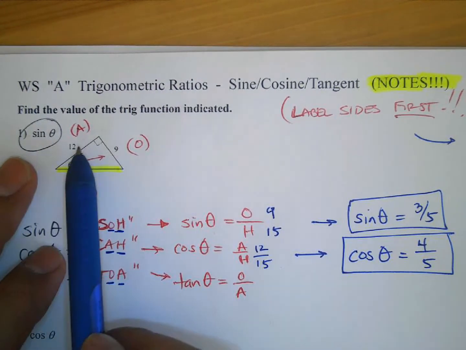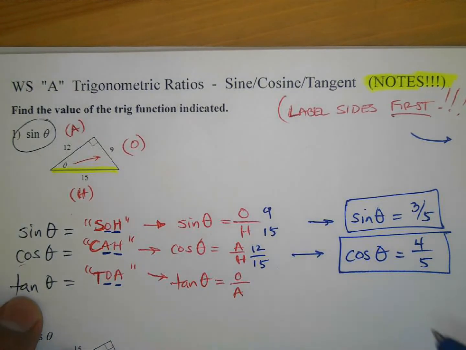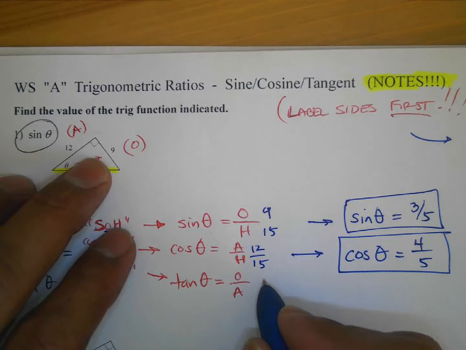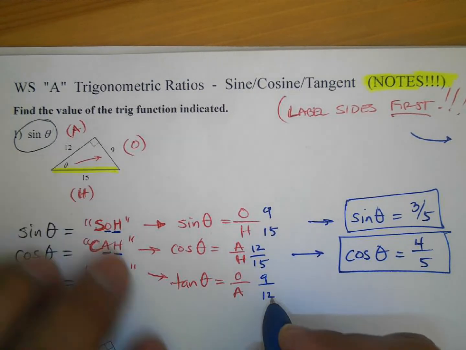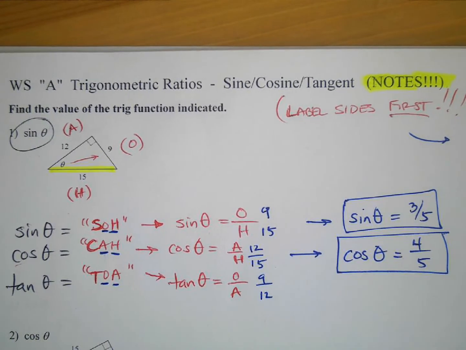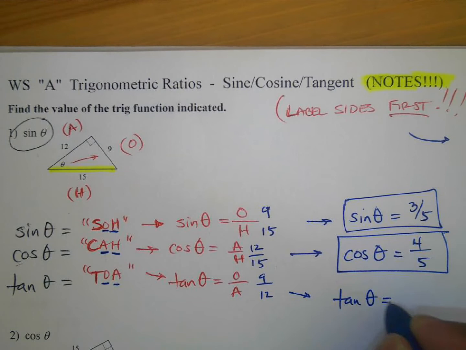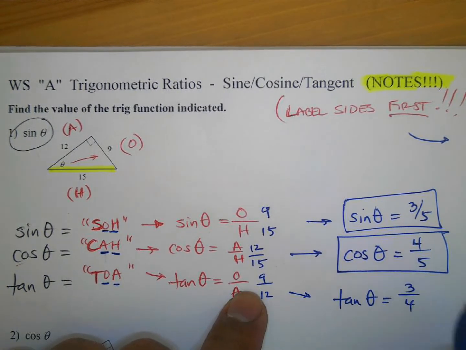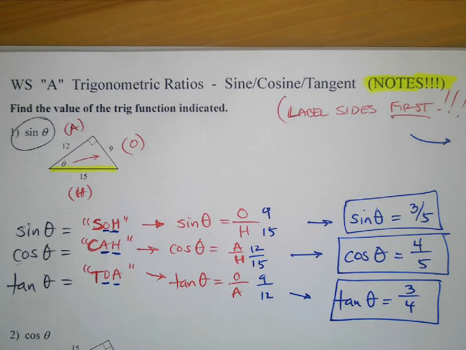Now, again, I know they just want us to find sine, but I'm just showing you, you should be able to find all three. And then tangent, just to practice here, is O, which is 9, over A, which is 12. And again, always look to reduce. 9 over 12 you can reduce, so that means tangent would be, again, reduced by 3, it would be 3 over 4. And this is how you do the trig ratios.